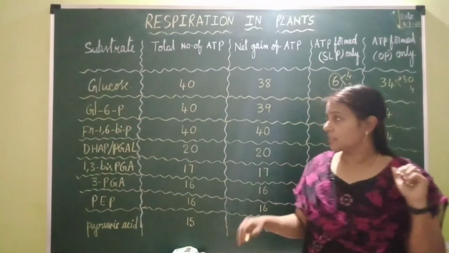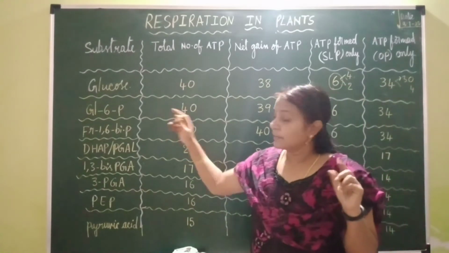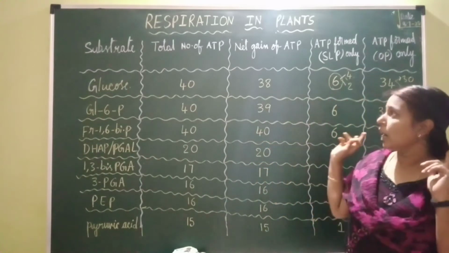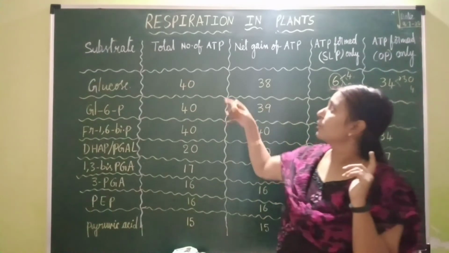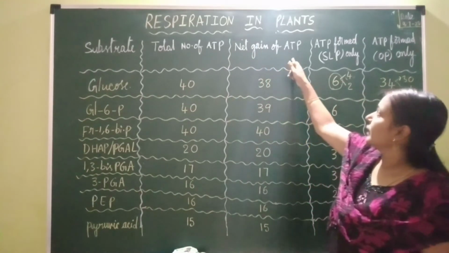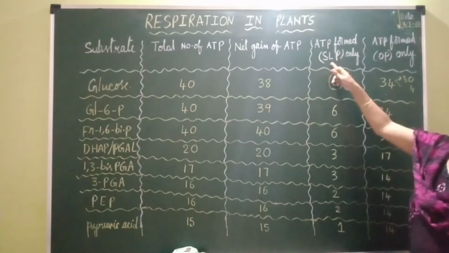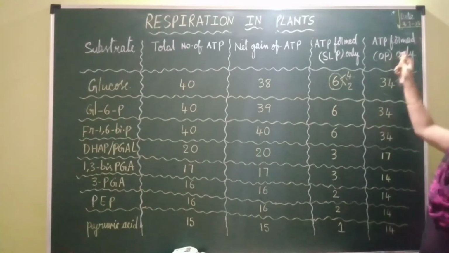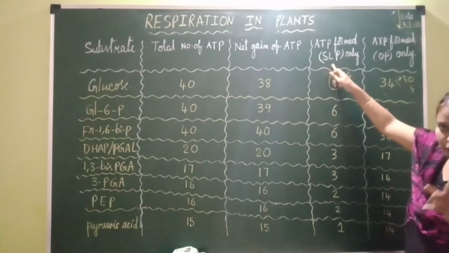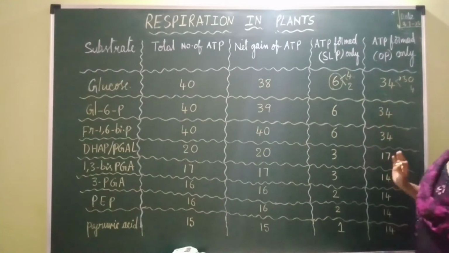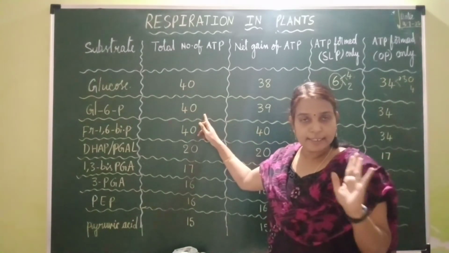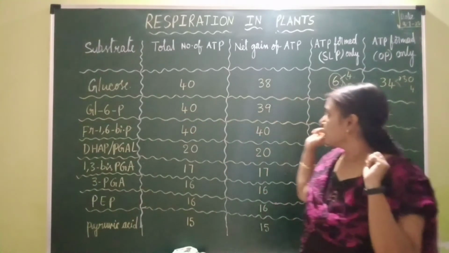So the next question is, when one molecule of glucose 6-phosphate undergoes breakdown through aerobic respiration, find the total number of ATPs formed, find the net gain of ATP, find the number of ATP formed through SLP only and find the number of ATP formed through oxidative phosphorylation only. SLP is substrate level phosphorylation, OP is oxidative phosphorylation. Right. So total number of ATP formed is 40. Let's see how this is 40.